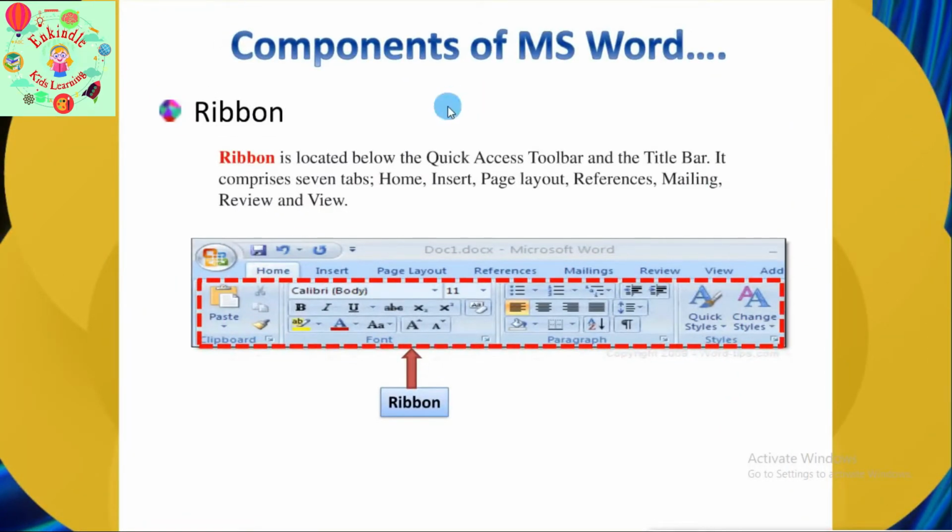The next component is the ribbon. The ribbon is located below the quick access toolbar and the title bar. It comprises 7 tabs: Home, Insert, Page Layout, References, Mailing, Review and View.